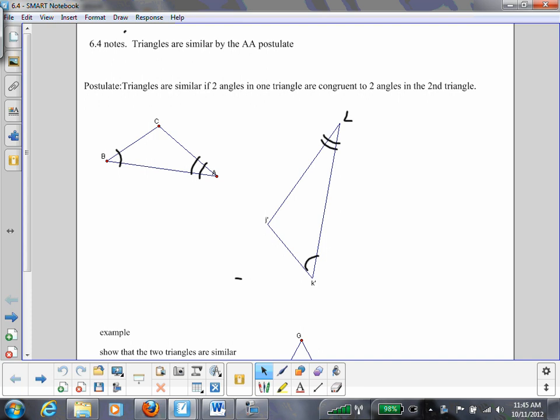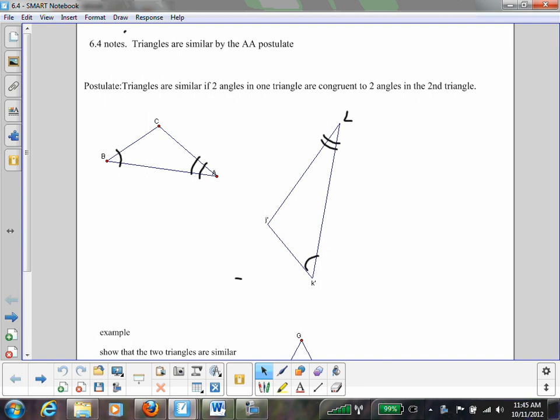So section 6.4, our triangles are similar, notice similar, not congruent, by the AA postulate. Because we know that if two angles are congruent, that means the third angles are congruent, right? We learned that in chapter 4. So triangles are similar if two angles in one triangle are congruent to two angles in the other.